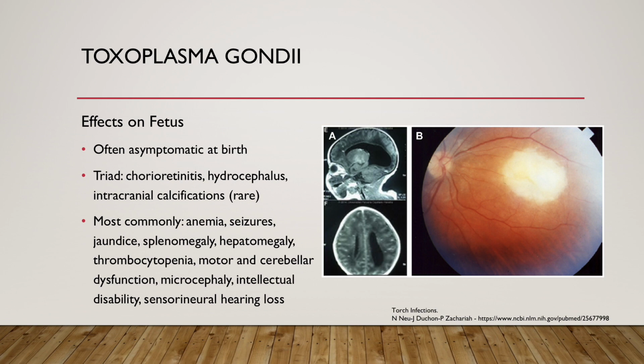Most commonly, the symptoms of congenital toxoplasmosis are anemia, seizures, jaundice, splenomegaly, and hepatomegaly, which is enlargement of the spleen and liver, thrombocytopenia, a drop in platelets, and motor and cerebellar dysfunction. Microcephaly, which is a small head, and intellectual disability as well as sensorineural hearing loss are also commonly seen.